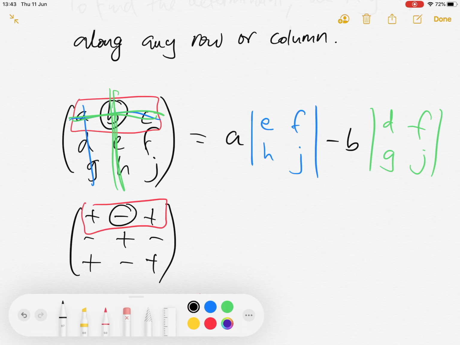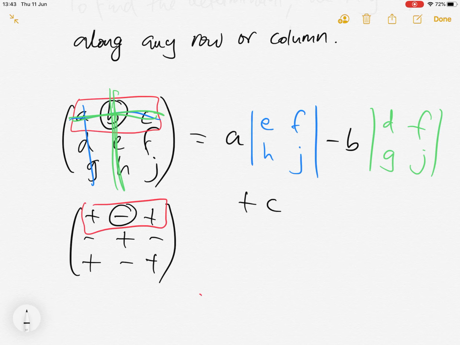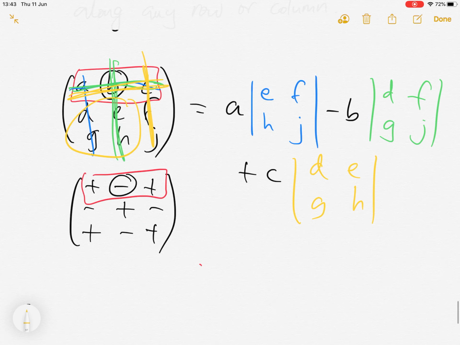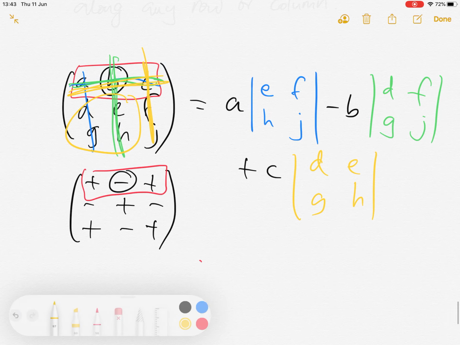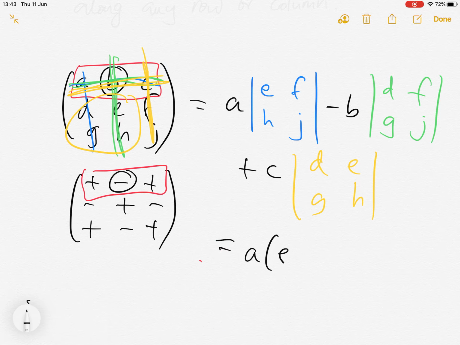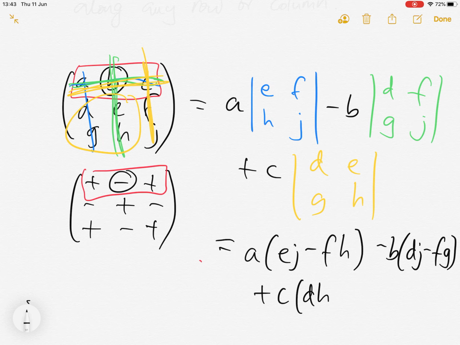And then we again use the plus minus plus diagram. We add C, and then we multiply C by the same thing. We cross out the row and column involving C. The stuff left is D, E, G, H. So we multiply by that determinant. This gives you a formula, something like A(EJ minus HF), minus B(DJ minus FG), plus C(DH minus EG).